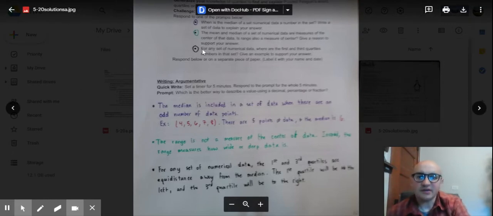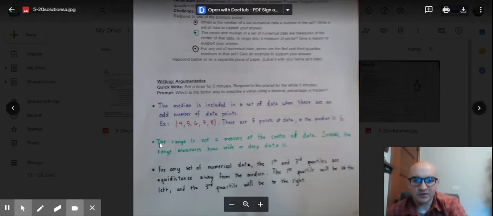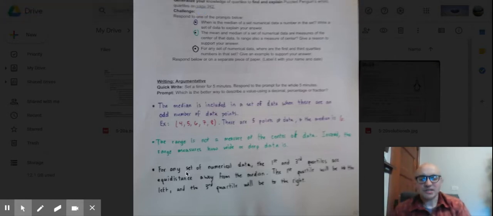Let's take a look now at the black. This black question says, for any set of numerical data, where are the first and third quartile numbers in that set? Okay, so what we want you to think about here is when you're looking at a data set, let's look at this one here, 4, 5, 6, 7, and 8.